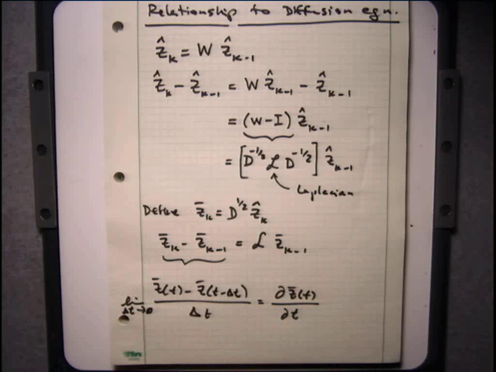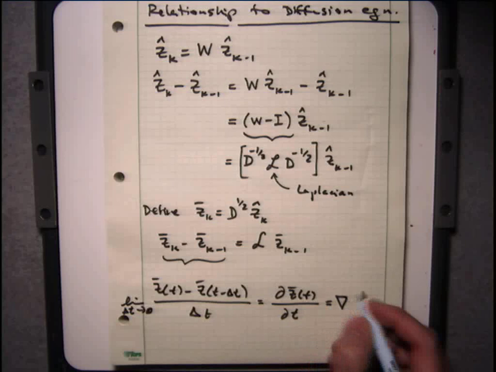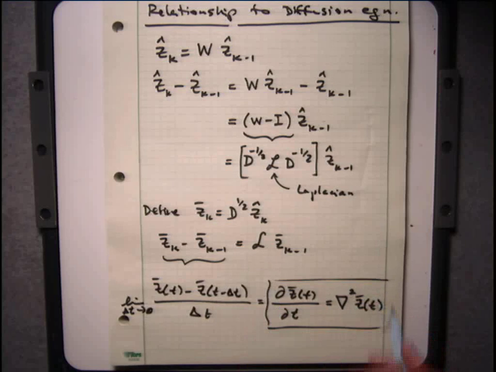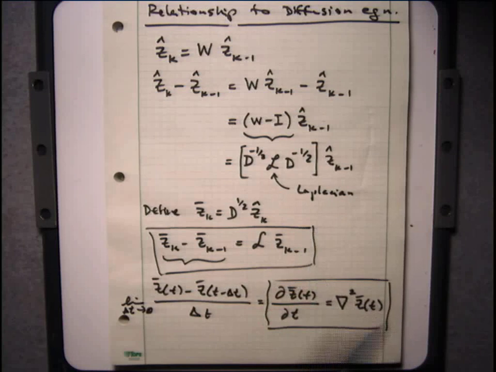And this is the Laplacian operator applied to z bar k minus 1. So this right-hand side is basically, in the continuous world, the Laplacian operator applied to z bar t. So this here is the continuous equivalent of this discrete equation. And now if you look at this, this is exactly the diffusion equation. It's a heat diffusion equation, defined in terms of z bar.